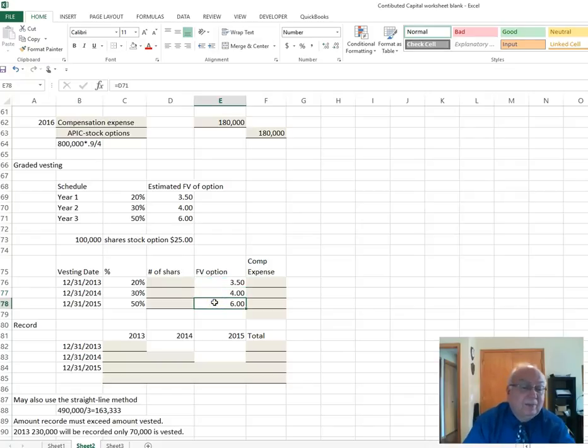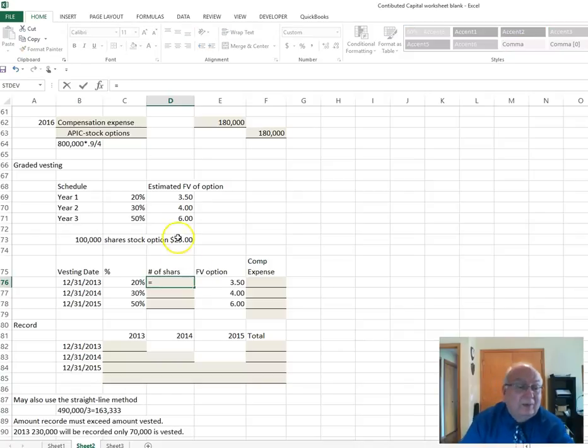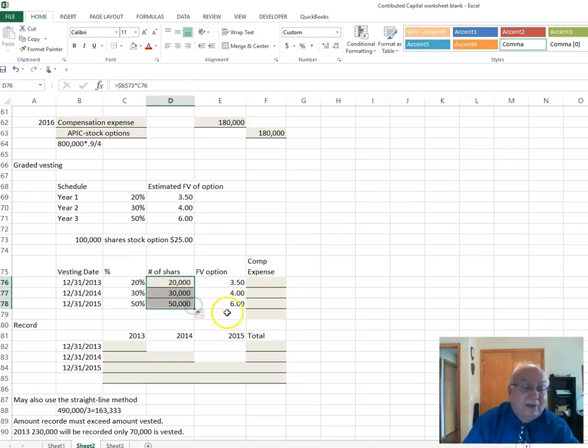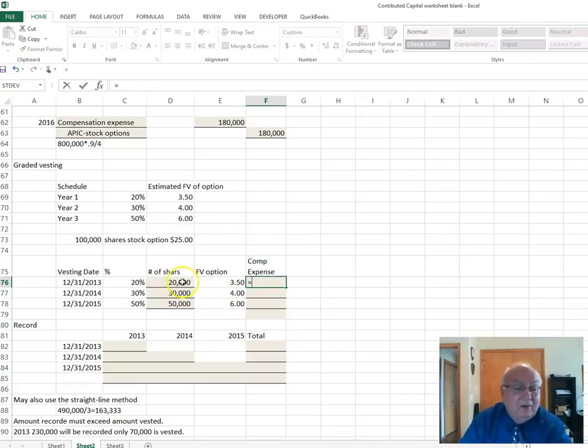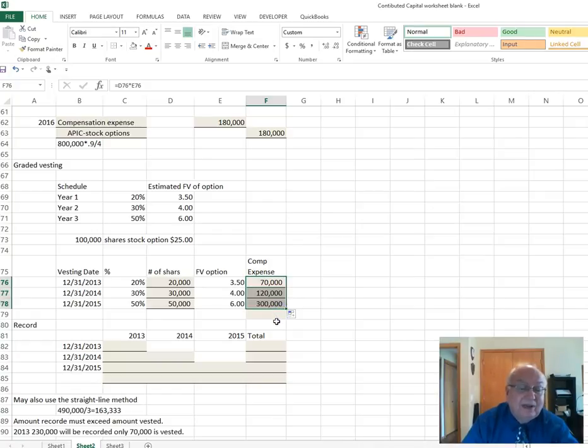Those will be given. Okay, so that means over here we would take the 100,000 times our percentage to get the number of shares that we're talking about. So it's 20,000. And then for the second year, it's times 30% and times 50%. So it's 20,000, 30,000, 50,000. There's the option. So to get the value, we would take the 20,000 times the 3.50 to get the 70,000. And then we do the same thing for the next one, except it's 30,000 times 4 and 50,000 times the 6. And that gives us a total of 490,000.